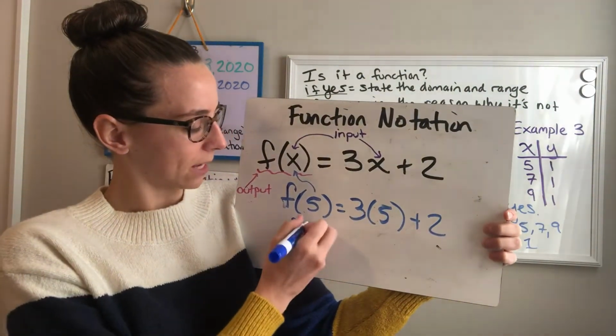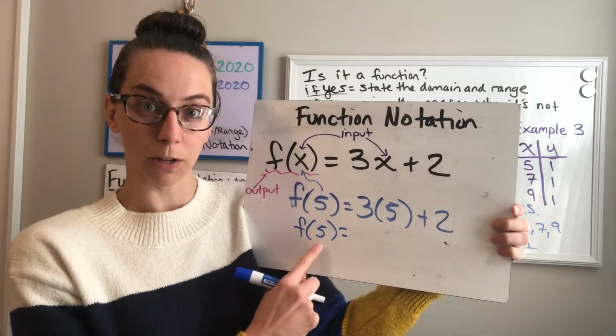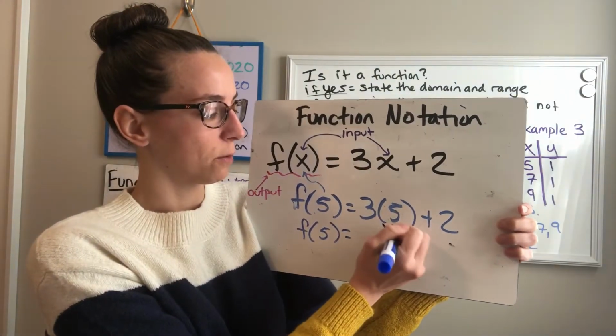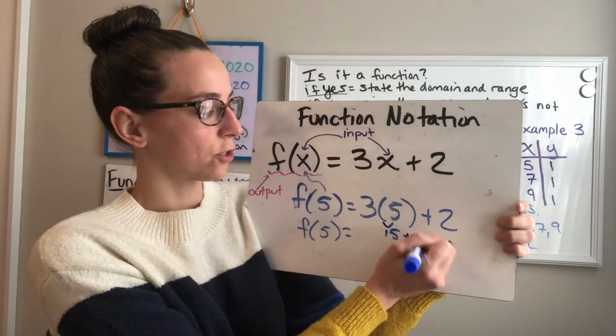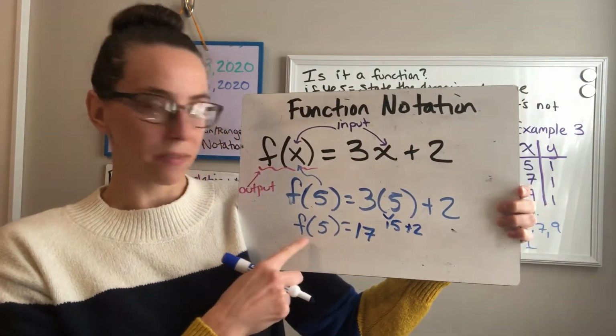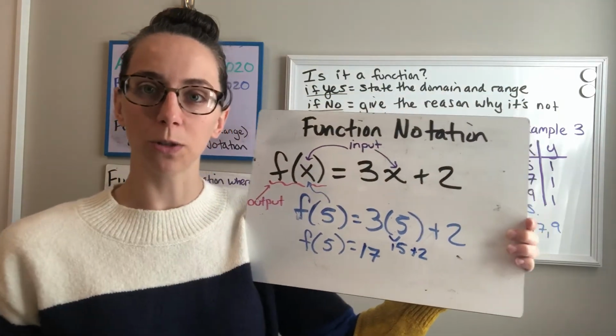So I've substituted 5 into my function. So f of 5 again is just my notation. So my value of my function when I input 5 would be 3 times 5, which is 15, plus 2, which is 17. So when my input is 5, my output is 17. That's what function notation is used for.